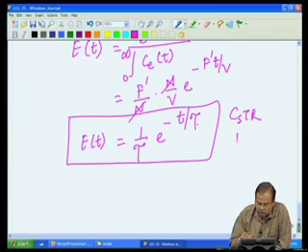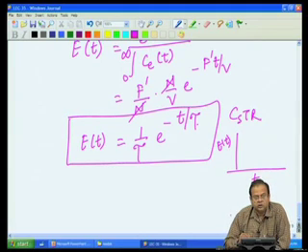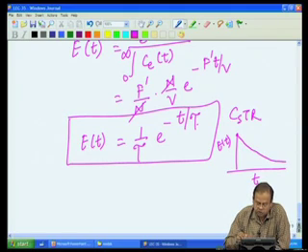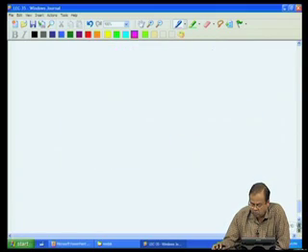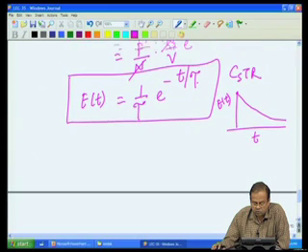So, how will it look? It will look something like this: E of t, when t is equal to 0, has the maximum value, namely 1 by tau, and then it will exponentially decrease as time increases. So, this is how my residence time distribution will look for a CSTR.